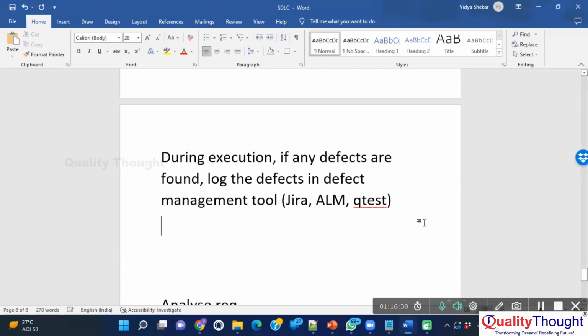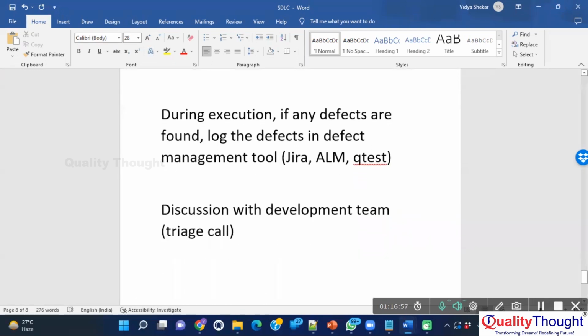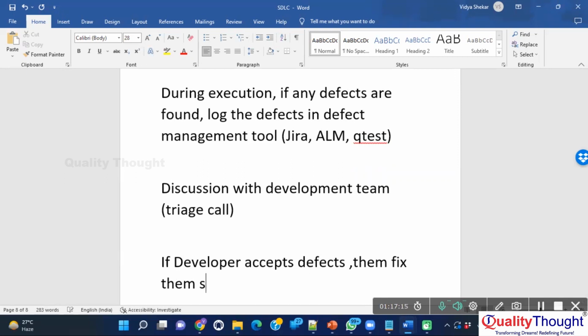You have a discussion with the development team. This meeting is called a triage call, where we discuss the defects. If the developer accepts it, then they are going to fix the defects and then deploy a new build to the testing team with the fixed defects.